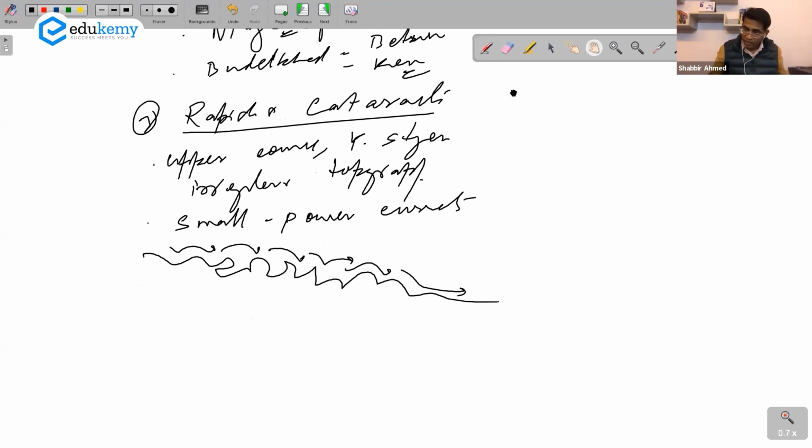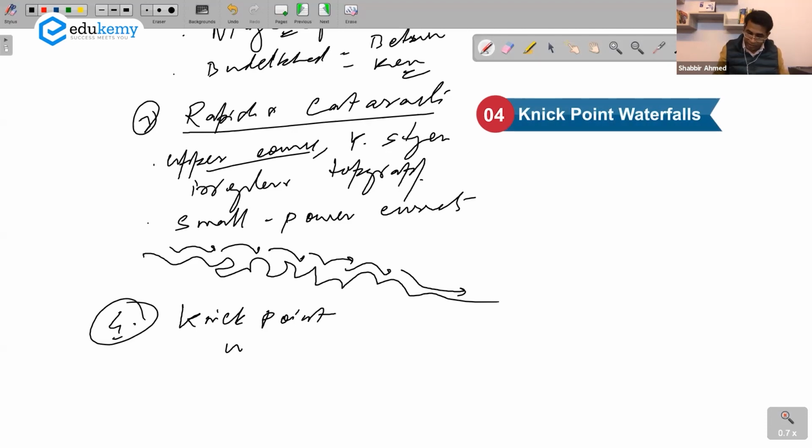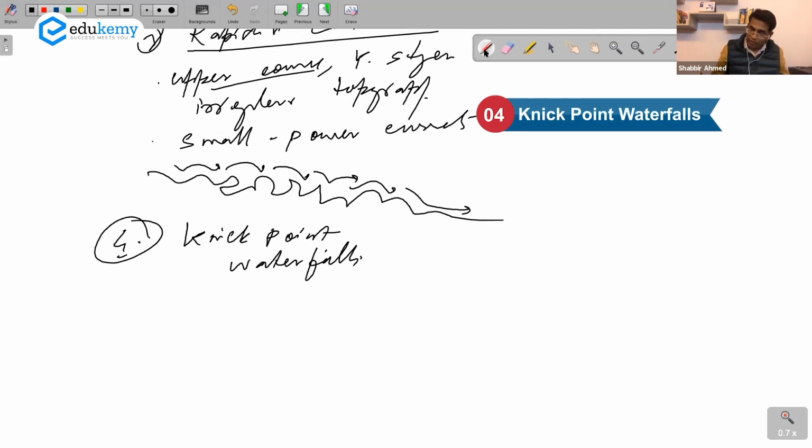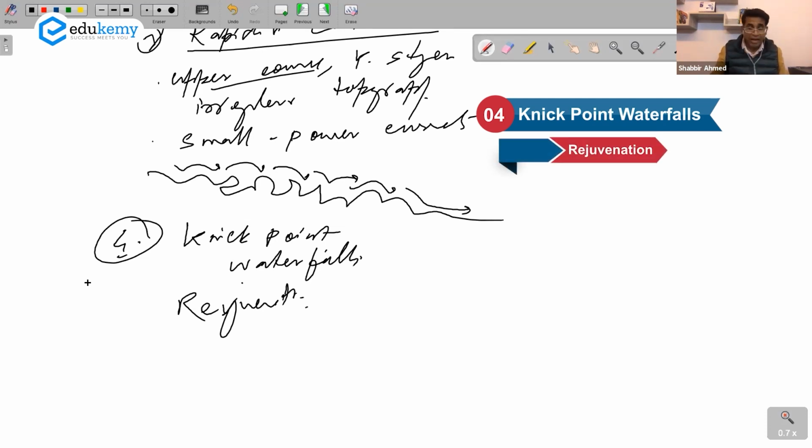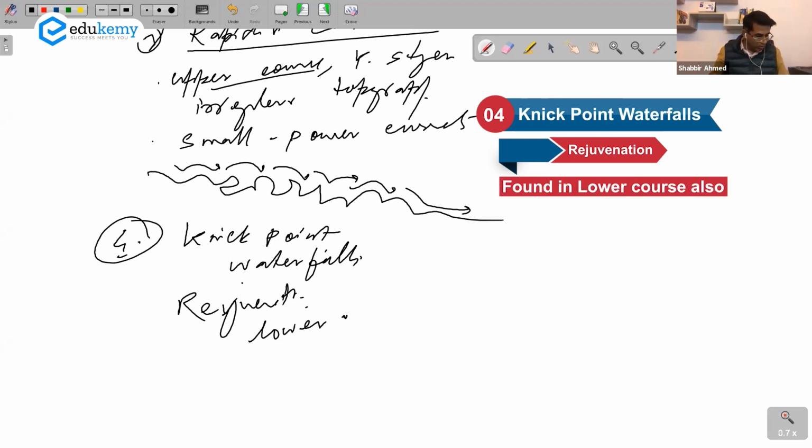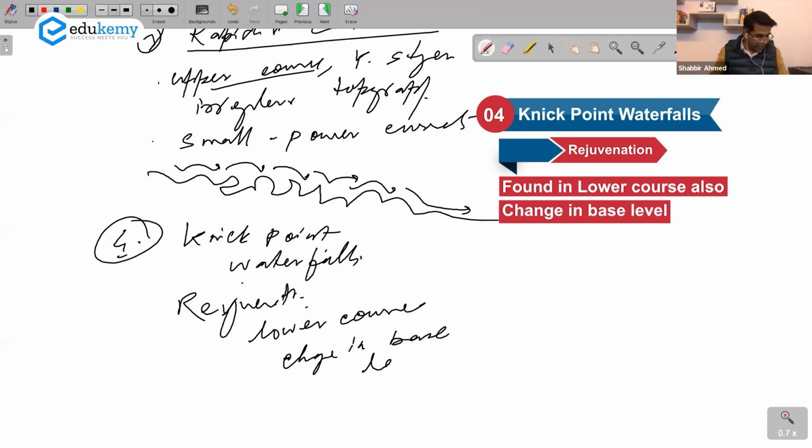Typical Davisian. There are many examples: the Ganga has them in its upper reach, upper course, and the Yamuna too. All the upper parts in the Himalayas can have rapids. The fourth type is the nick point waterfalls. Nick point waterfalls are associated with rejuvenation. They can be anywhere. They're also found in the lower course because of a change in the base level.